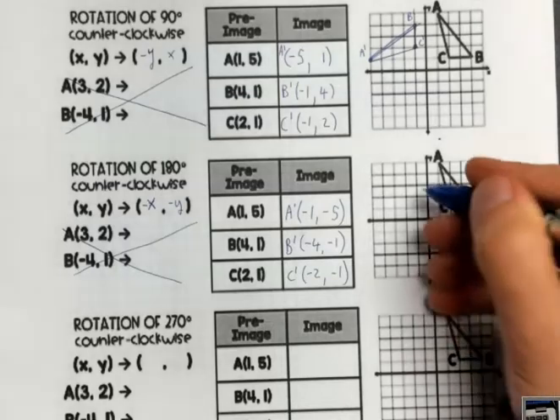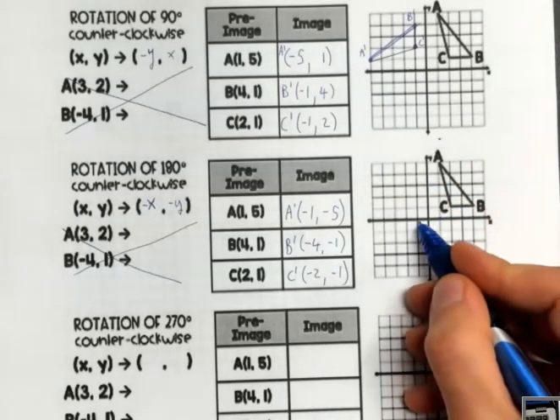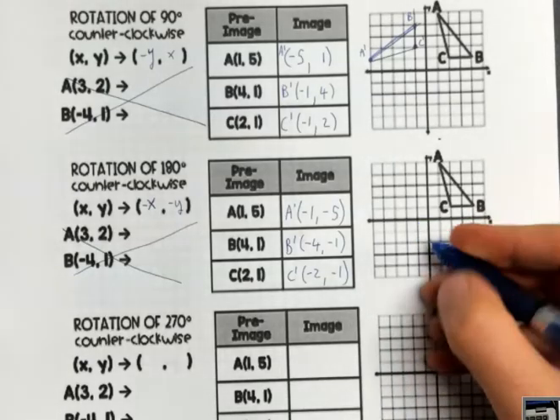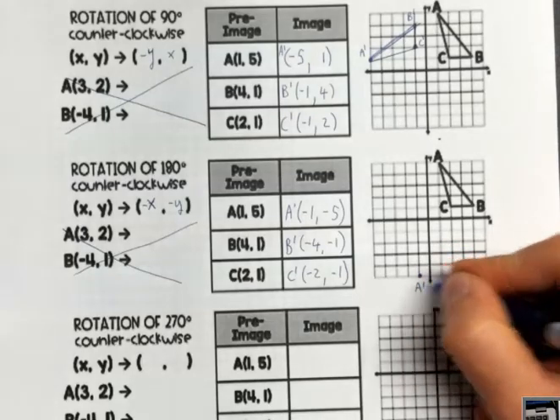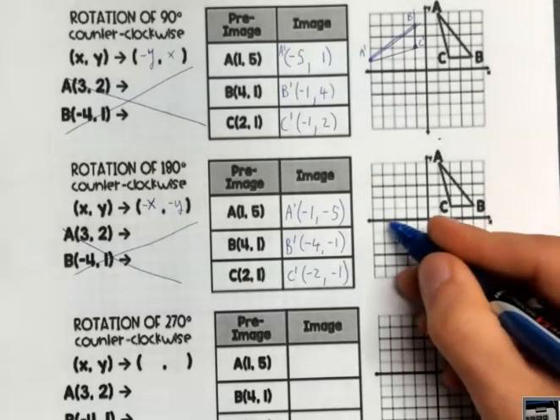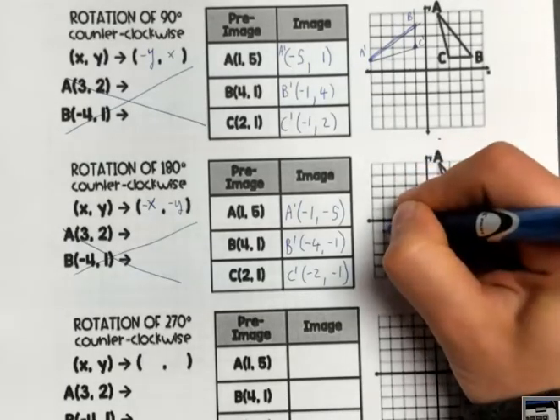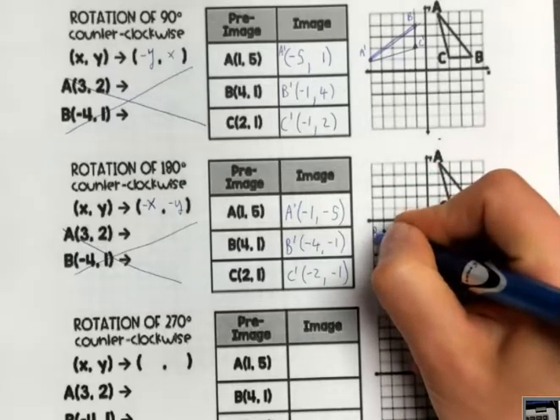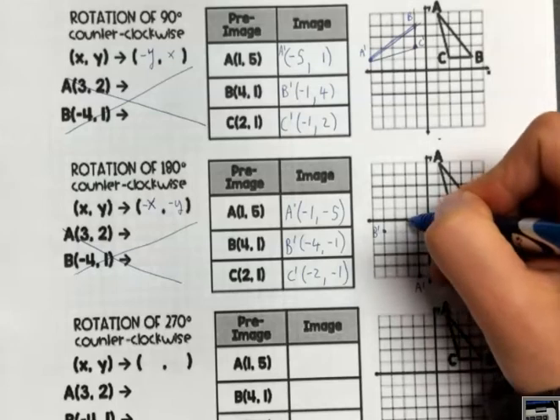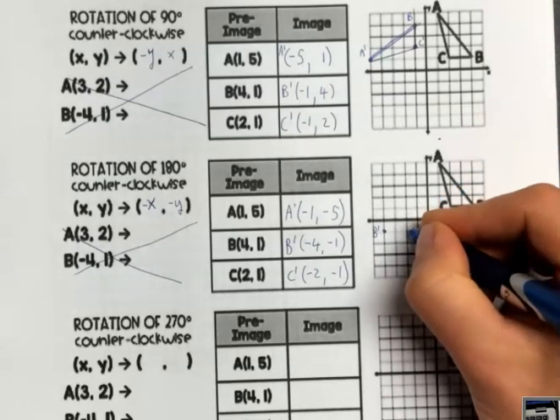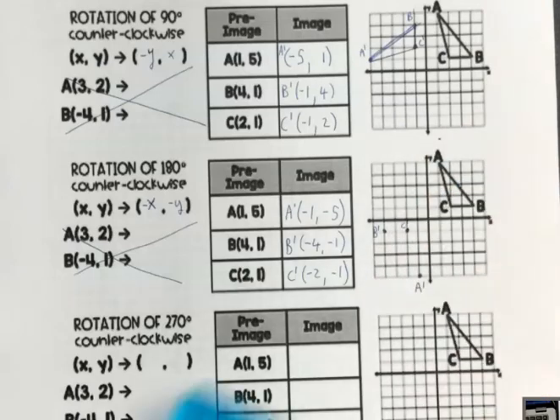All right, so now we just plot our new points. So negative 1 for x and negative 5 for y. Should be right here. That's our A prime. Negative 4 for x and negative 1 for y. This is B prime. And negative 2 for x and negative 1 for y. So C prime. I'm going to connect my dots.